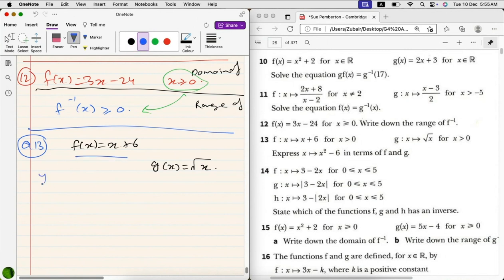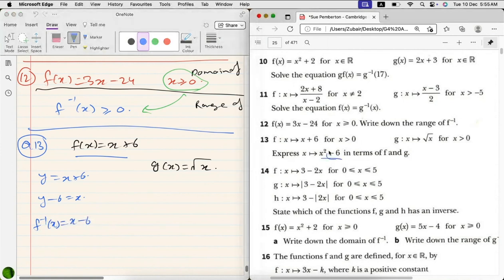Looking at this, y is equal to x plus 6. y minus 6 equals x. So f inverse of x is equal to x minus 6. Does that make sense? I can get minus 6 when I take this to the other side, and that happens only when we go for the inverse.